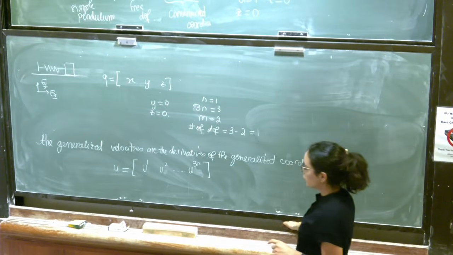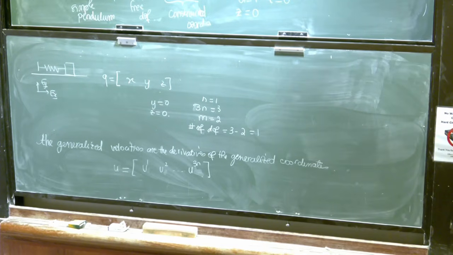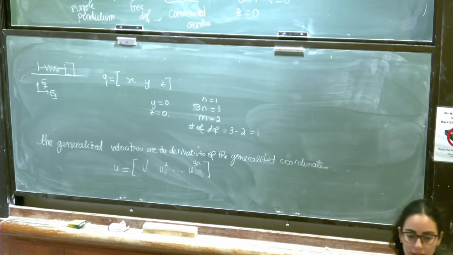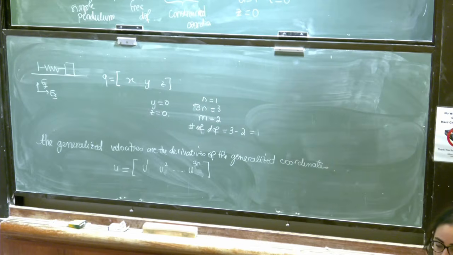Okay, and these are generalized velocities. Notice that, why do we restrict our attention, or why do we restrict ourselves to holonomic constraints? Can anyone guess based on these rules? Why do I only consider holonomic constraints? Why do I make this restriction?